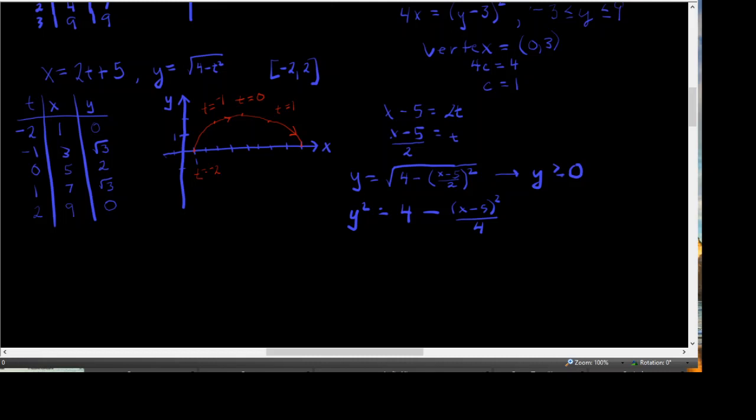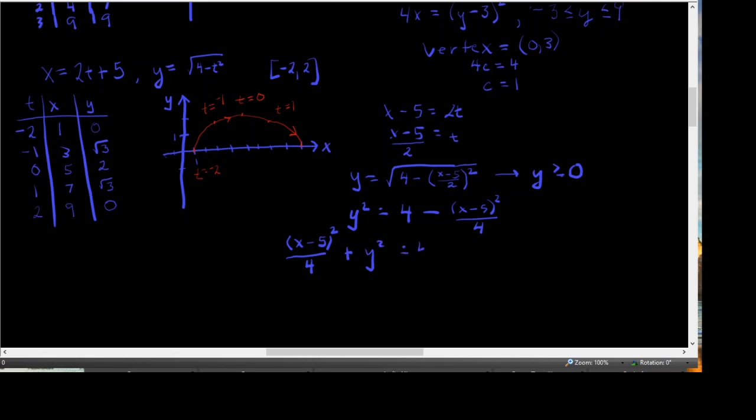So in order to see which one it is, I'm going to write it in standard form. And since I have fractions, I'm going to write it in the form where it's equal to 1. Fraction plus or minus fraction equals 1 is my goal. So I'm adding the x fraction to both sides.